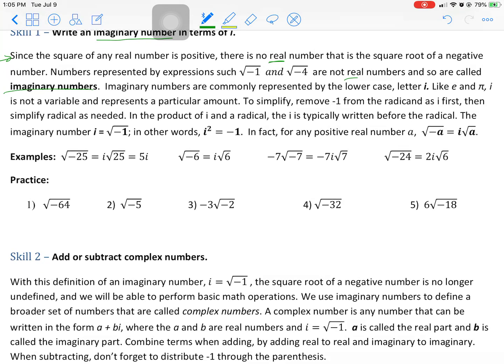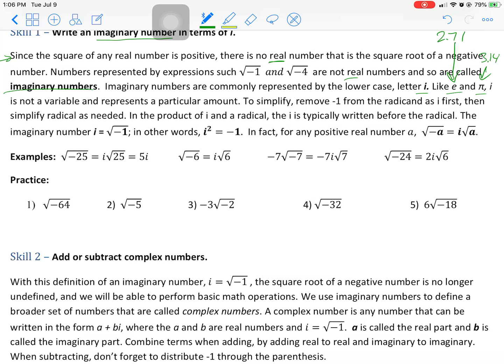Imaginary numbers are commonly represented by the lowercase i. Like e, pi, right? These are symbols that stand for a certain number. What's pi? Pi is 3.14, blah, blah, blah. It's a long decimal, right? It's not a variable. It doesn't change. Pi is that number. It's a symbolic representation for the number 3.14 something that we round to 3.14. e is also a number, 2.71 something. So it's not a variable. It stands for that decimal, okay?